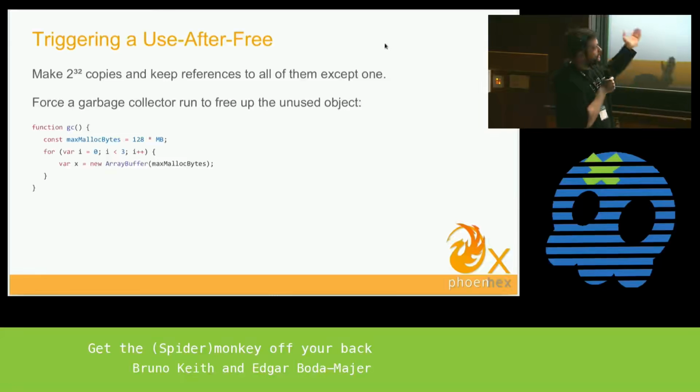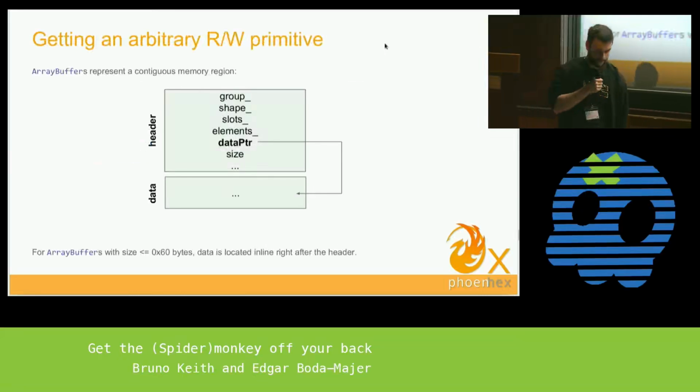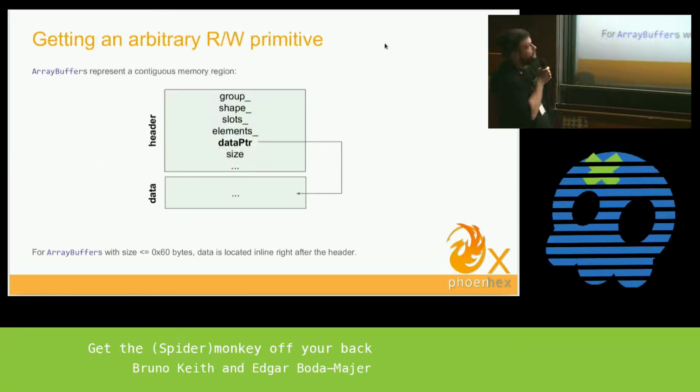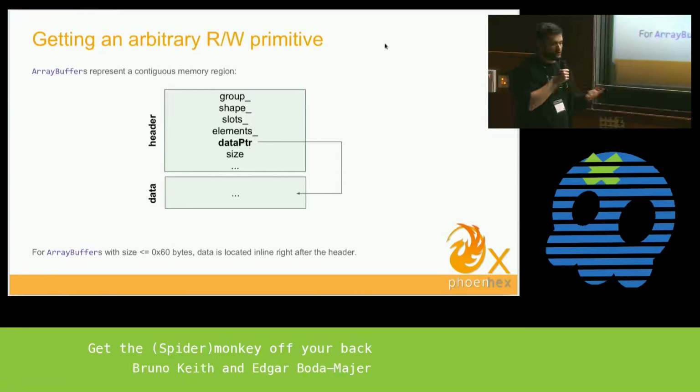So we'll basically create a bunch of copies and keep reference to them, except for one, and trigger the garbage collector, and that basically will free the memory. So now steps 2 and 3 actually, which need a good target object to reallocate in the freed memory. And for that, basically, we're going to use array buffers.